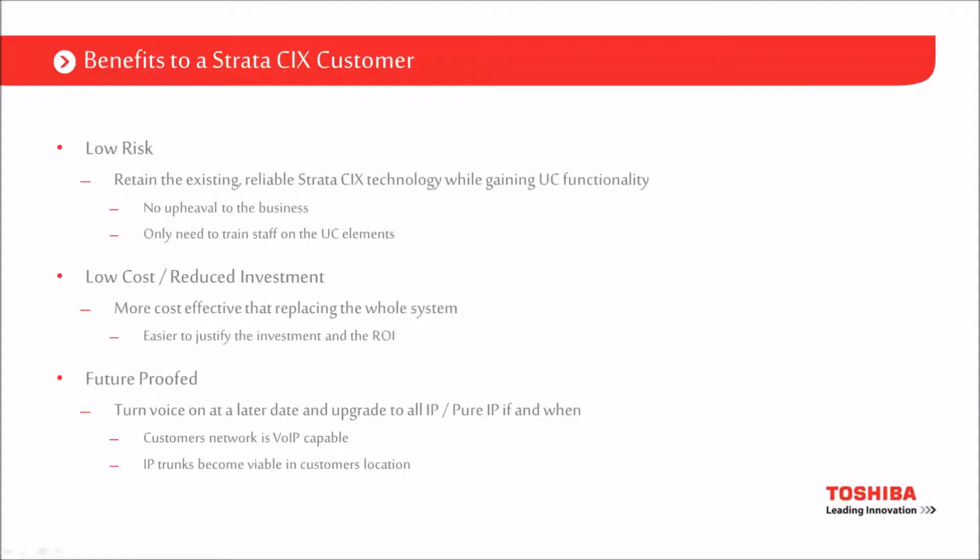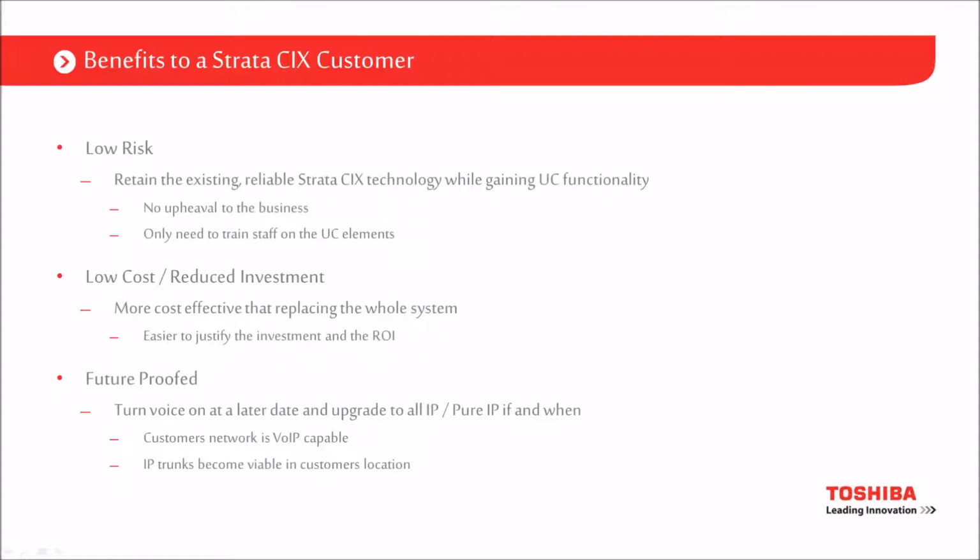Also, the low-cost reduced investment, because the challenge for a lot of FDs at the moment is justifying how unified comms is effectively going to pay for itself. And if I then go for a complete new system with a full UC suite and so on, the costs have gone up. It's harder to justify the ROI. It's potentially harder to get that through the board, get it signed off. Whereas adding an app server and expanding the functionality of the existing product can be a very, very cost-effective, low-risk way of getting the additional functionality.